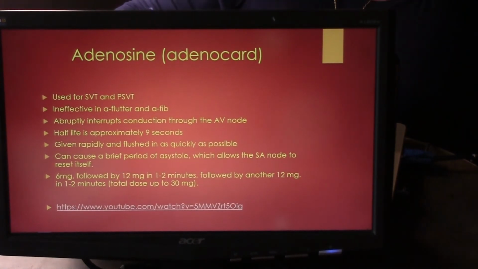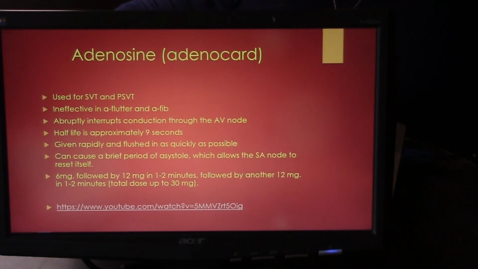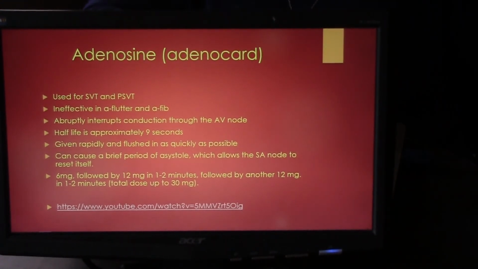We talked about adenosine before. It's used for SVT and PSVT. It's ineffective in A-flutter or A-fib. However, sometimes a physician will elect to use it if they're uncertain if it's rapid A-flutter 2-to-1 or SVT. Sometimes they're hard to differentiate.